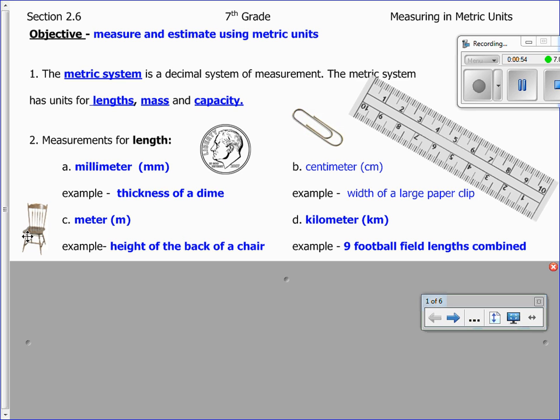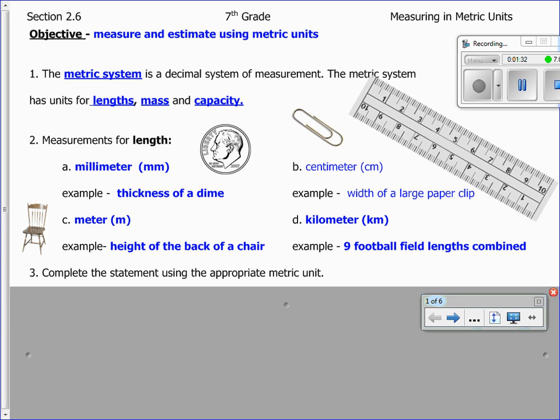In C, the next unit up would be a meter. It's about the height of the back of a chair. M for meter. D is kilometer. KM is the abbreviation for that. The example given is nine football field lengths combined. So one kilometer is nine football field lengths combined. You have heard how people run in kilometers. That is used in the metric system.